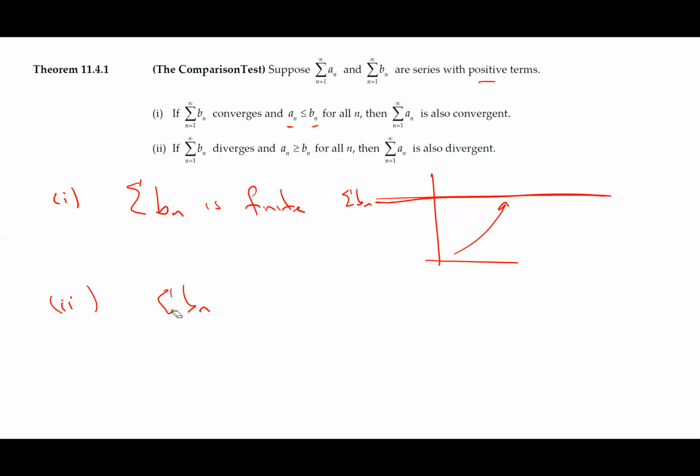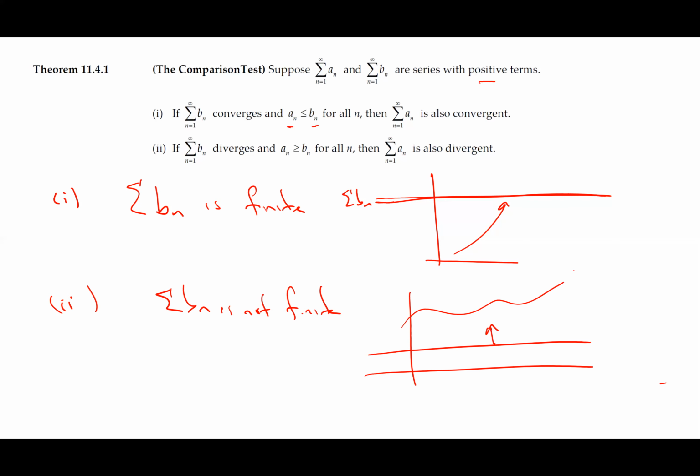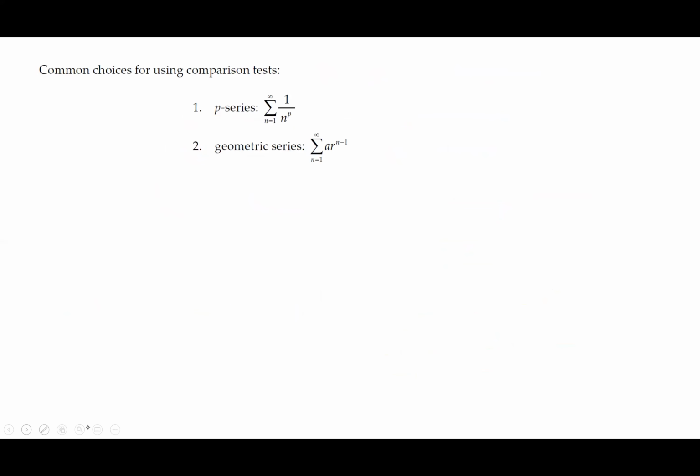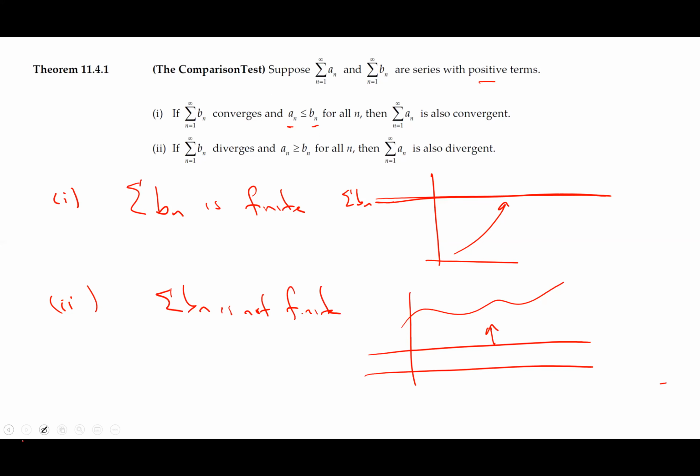Now, on the other hand, if the sum of the Bns is not finite, then you could think of it this way. You've got a floor, and that floor is pushing up. And all your ANs, your partial sums for the AN series, live up here. And so if they just keep getting pushed up and up and up, they're going to diverge as well. Let's give some proof to this, shall we?